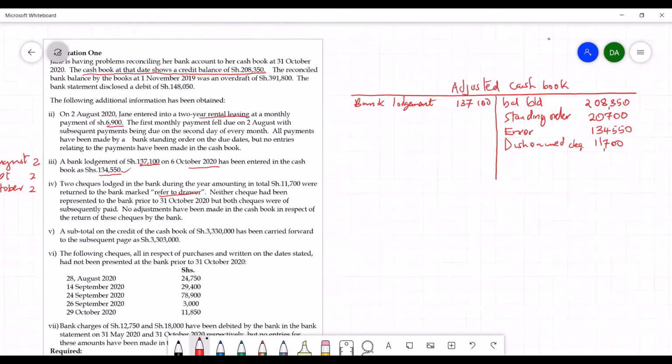A subtotal on the credit side of 3,330,000 had been carried forward to the subsequent page as 3,303,000. That is a difference of 27,000, which was an understatement on the credit side. So if there is an understatement on the credit side, then we need to record it on that credit side to increase it by that amount. So the understatement here is 27,000.